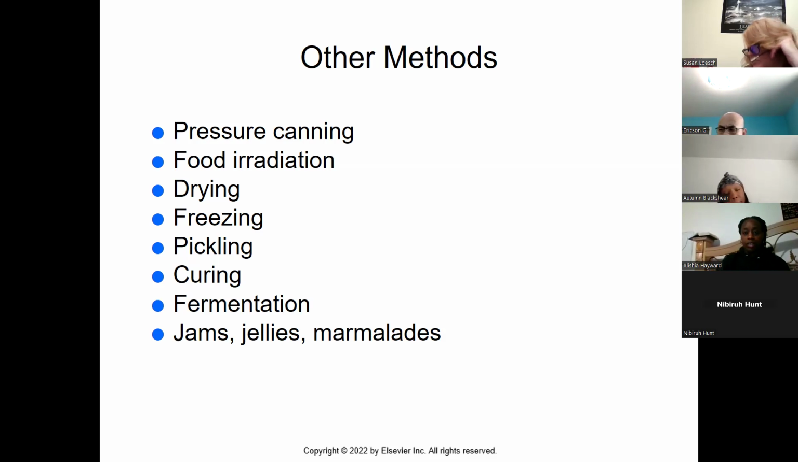Fermentation is a process that's used to preserve products like wine, beer, cider, and vinegar. And marmalades are usually preserved by sugar, and it has an osmotic gradient that inhibits the microbial growth.